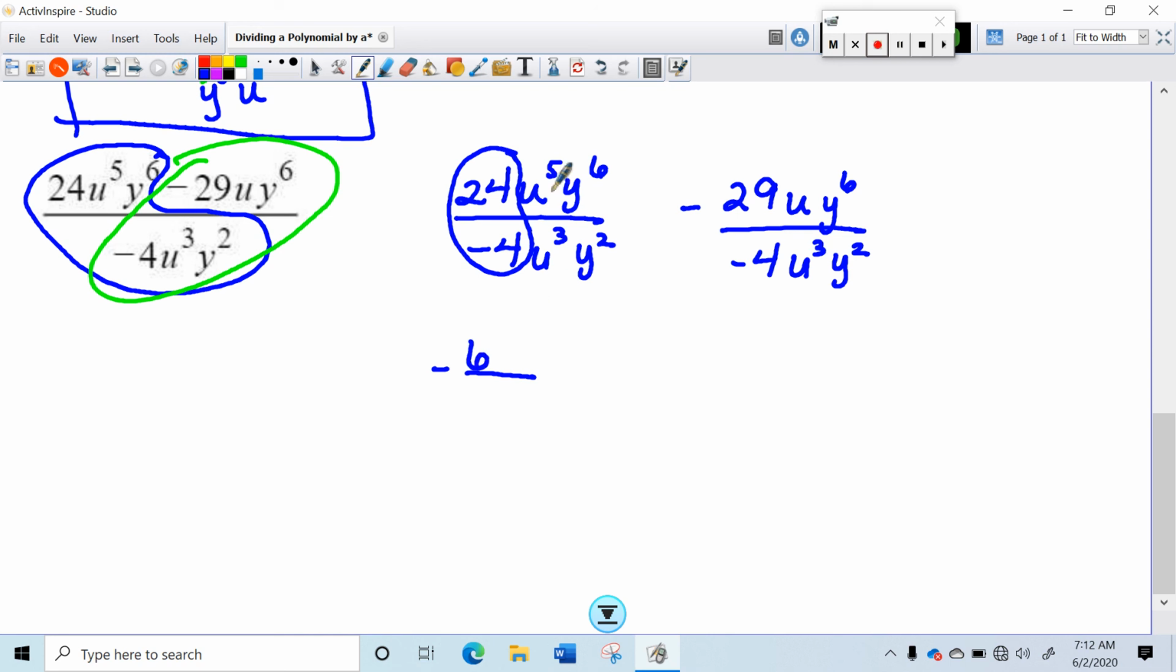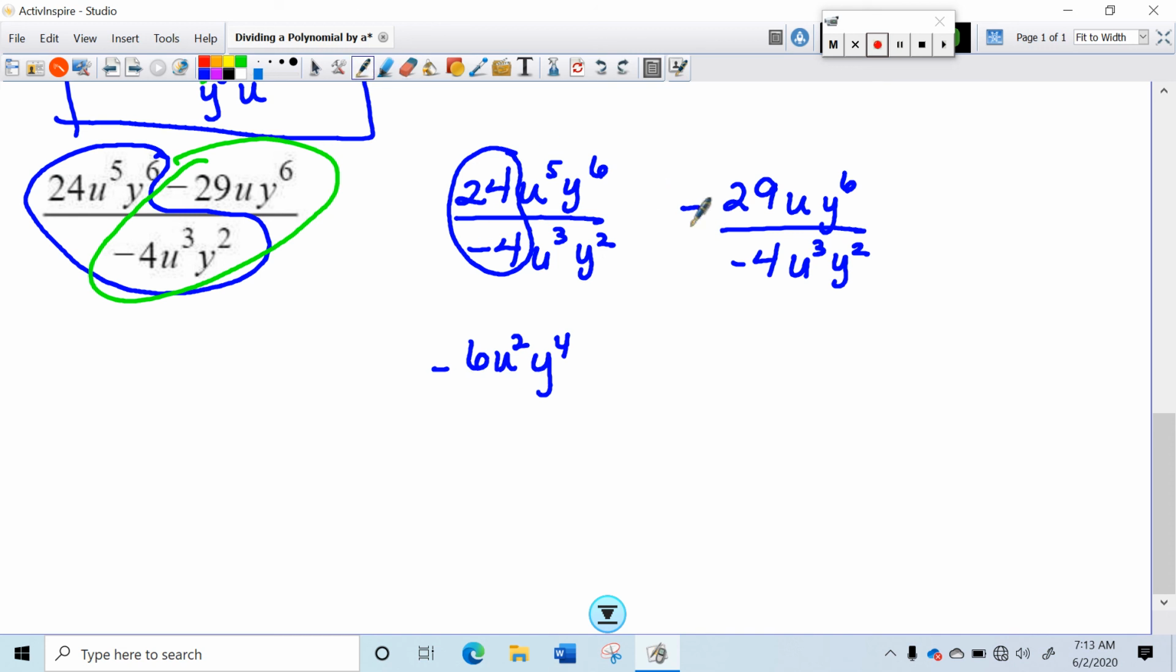Okay, for my u's, the highest exponent's on the top. Subtract. 5 take away 3 is 2. For my y's, the highest exponent's on the top. Subtract. 6 take away 2 is 4. So for that first term, we do not have a fraction for an answer. So that's just the first term.